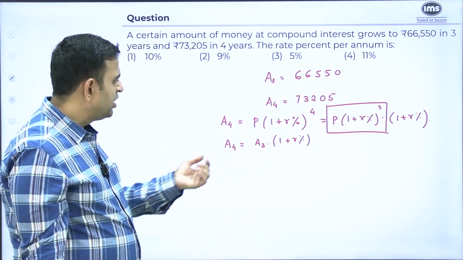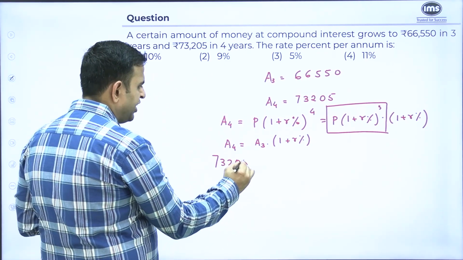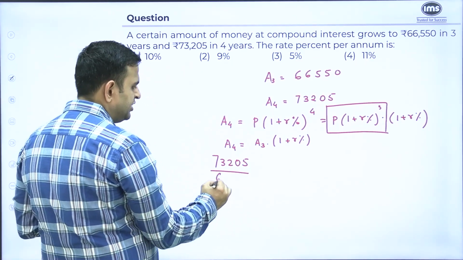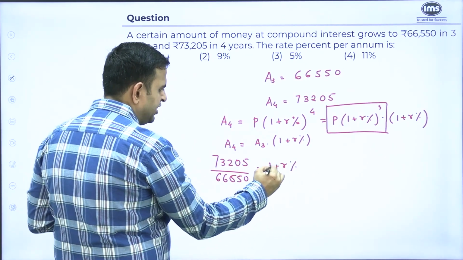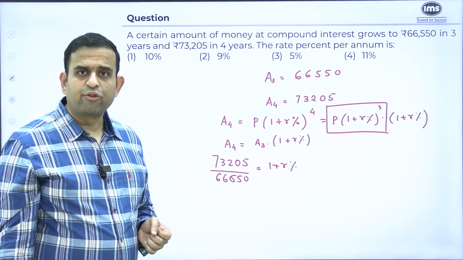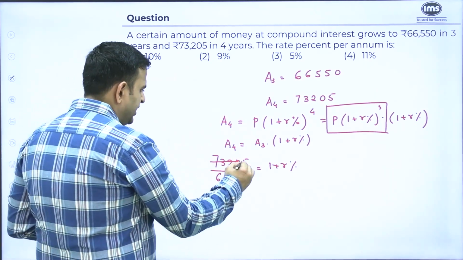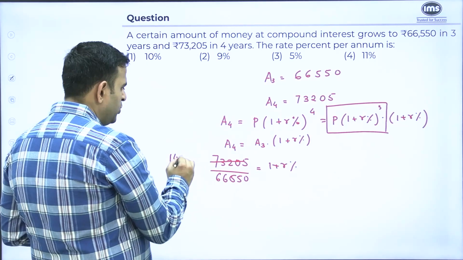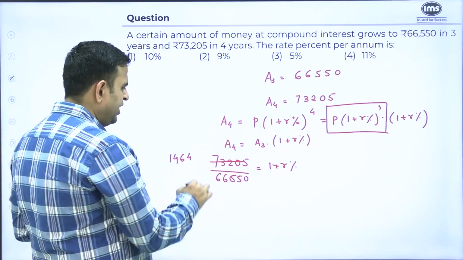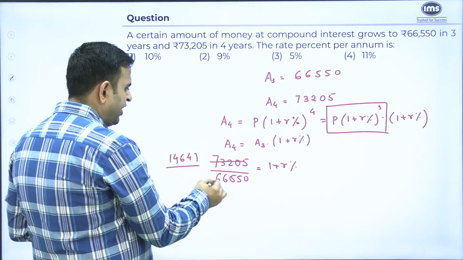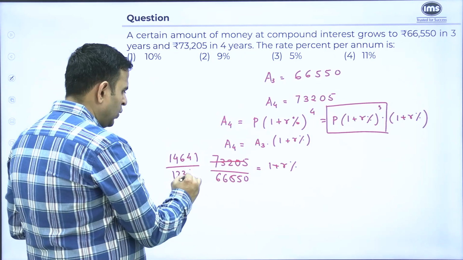So I can simply put the value of A4, the amount at the end of 4th year, which happens to be 73205. Divide by this A3, which happens to be 66550, is equal to 1 plus R percent. And we can simply find out the value of, let's say, R from this. Let's look at these numbers. They are clearly going to be a multiple of 5 for sure. So 7, 14 is 70. 32, 6 times is 30, 20. So 5 into 4 is 20 and then we have 5. So 14641. If I divide this number by 5, 13 times is 65, 15, 3, 1, 0.